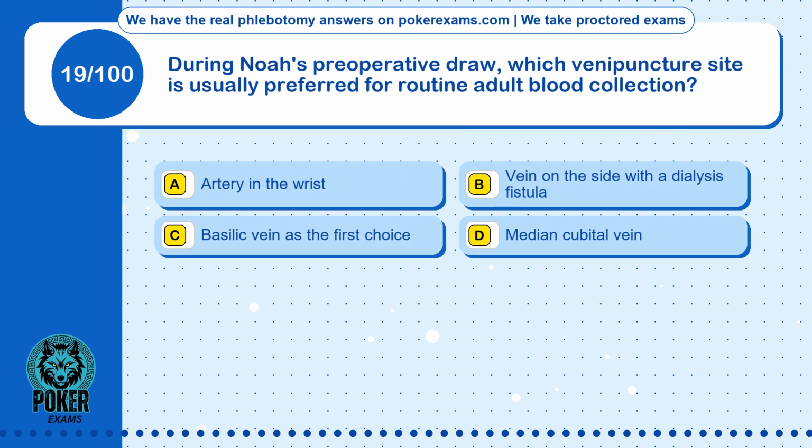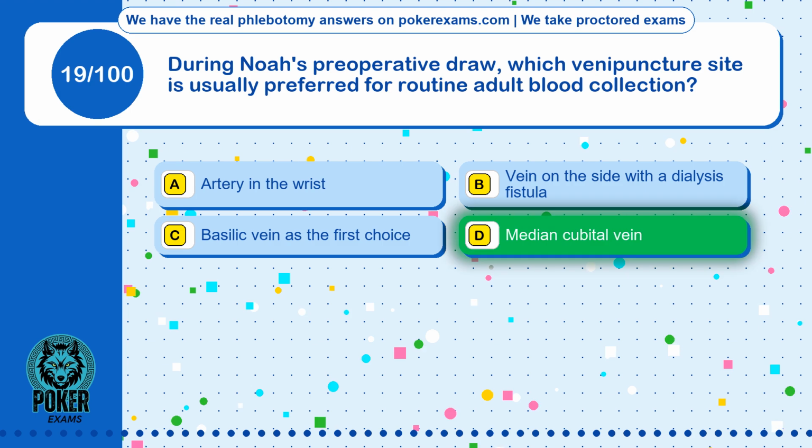Question 19. During NOAA's preoperative draw, which venipuncture site is usually preferred for routine adult blood collection? Option A. Artery in the wrist. Option B. Vein on the side with a dialysis fistula. Option C. Basilic vein as the first choice. Option D. Median cubital vein.